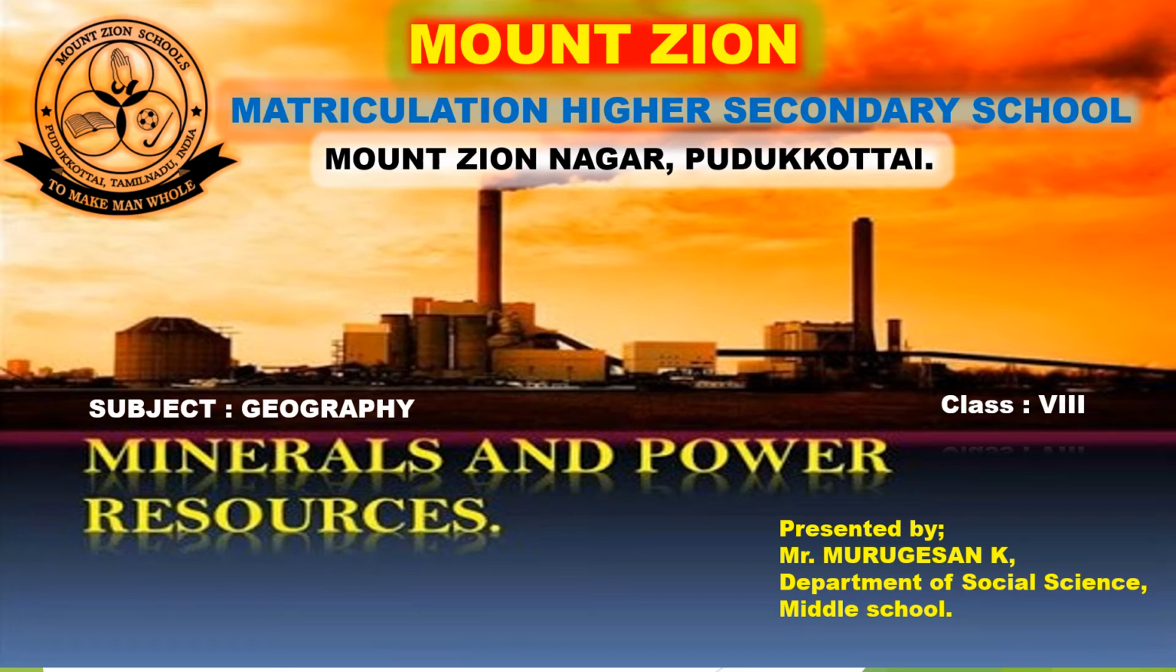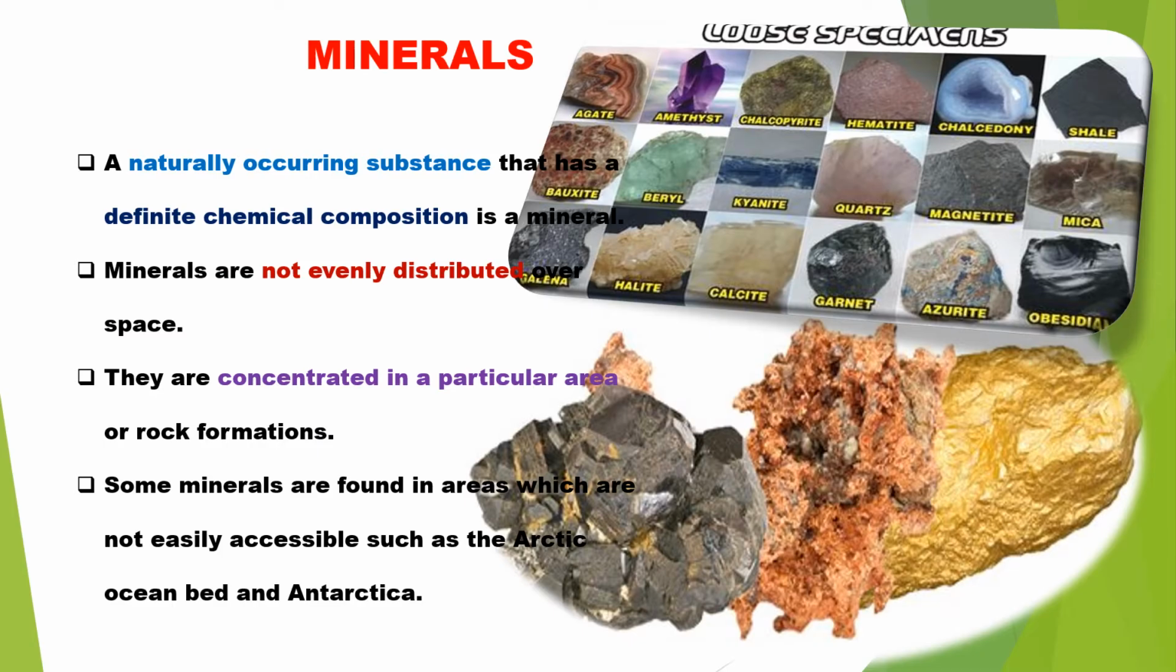So today in this presentation we are going to study the mineral resources, that is chapter 4 in class 8 geography. You know that minerals are naturally occurring substances that have a definite chemical composition. Each and every mineral has a definite chemical composition and they are naturally occurring substances. And one thing to be noted here is that all minerals are not evenly distributed on this earth.